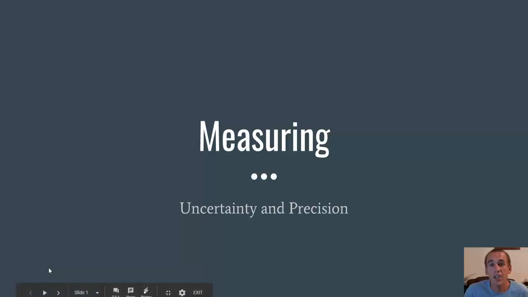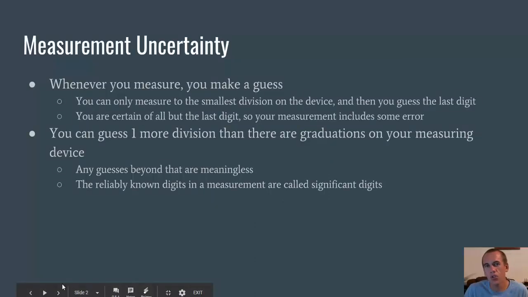In this lesson, we're going to take a look at measuring and how that leads to uncertainty and the idea of precision and also significant digits. So whenever we measure, we always have to guess. And how big our guess is depends on our measuring instrument. If it's a super precise instrument, then we're going to be guessing a little bit. If it's not a very precise instrument, then we're guessing a lot. It's like the difference between counting off steps with your feet and actually getting out a tape measure and measuring.